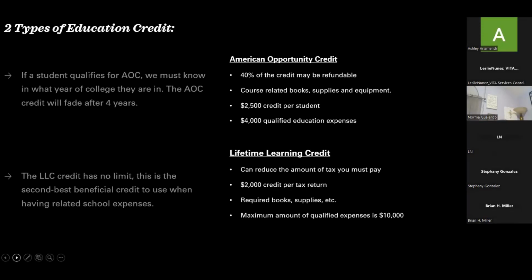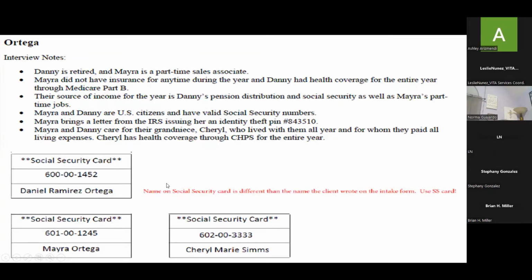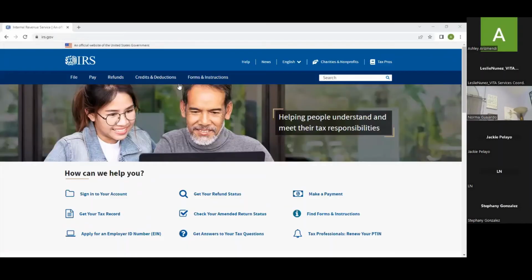So the next thing we're going to be going over are some examples that we have, but before I go into that, let me show everybody how to get an account on the practice lab. Can everybody log on, if you have access to a computer or phone, to irs.gov? So we're going to log on to irs.gov.